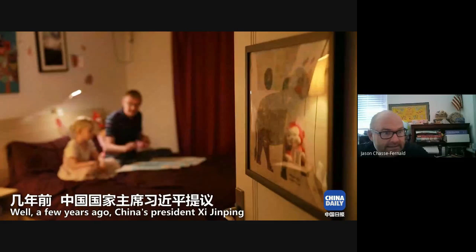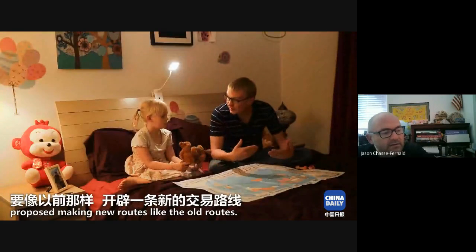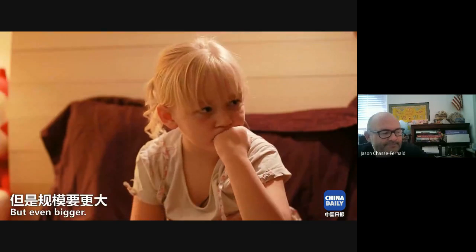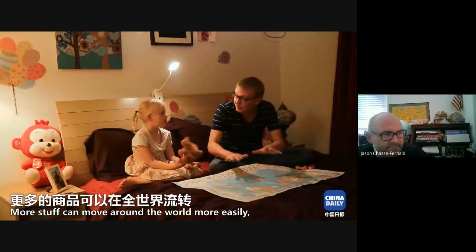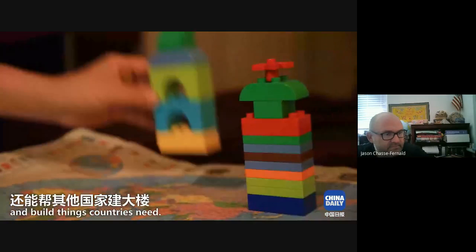China's okay, because we can make routes like the old routes, but something big. It's called Belt and Initiative. More stuff can move around the world more easily, and people can travel more easily and build things easily.